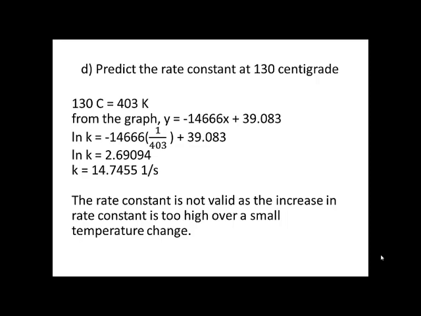Lastly, part D. Predict the rate constant at 130 degrees Celsius. So firstly, we convert the temperature to Kelvin, and from the graph, we get the equation. First, we need to find ln K, which is 2.69094, and then we just bring over the ln, and what we got is 14.7455 per second.